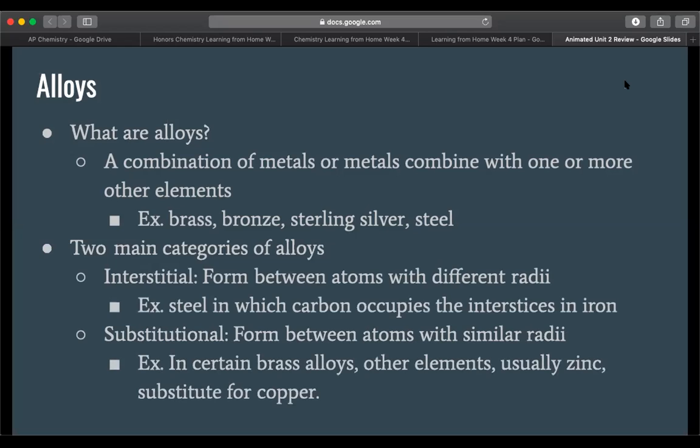Weirdly, steel is an alloy involving carbon, which you don't think of as a metal, but the little bits of carbon fit in between the iron atoms and make it much stronger, as opposed to brass or bronze, where you have elements that are almost the exact same size that mix together. If you think about it, brass and bronze are much softer alloys than steel.